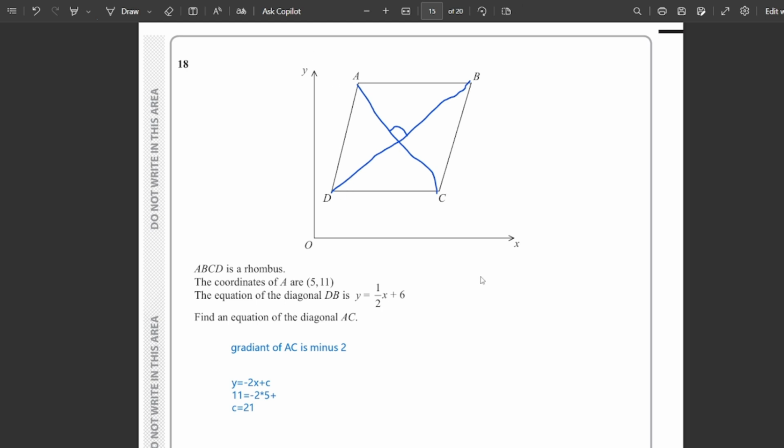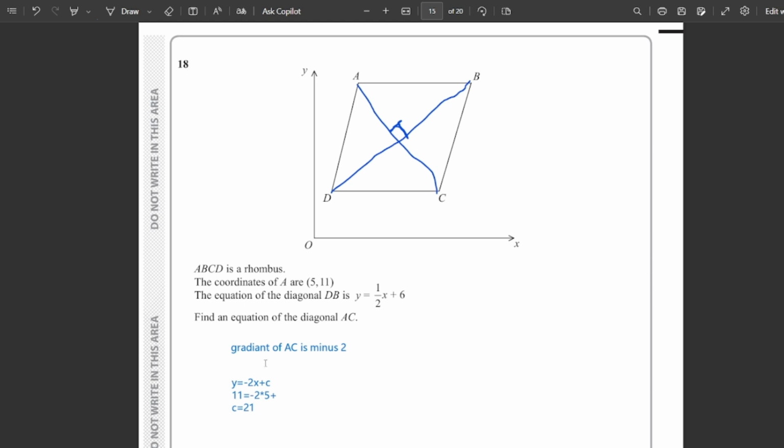Well, because this is a rhombus, if you draw the lines from D to B and A to C, they're perpendicular to each other. That's meant to be sort of an angled square. They're perpendicular to each other. So what you need to do is find a line with the gradient that's the negative reciprocal of a half that goes through 5, 11.